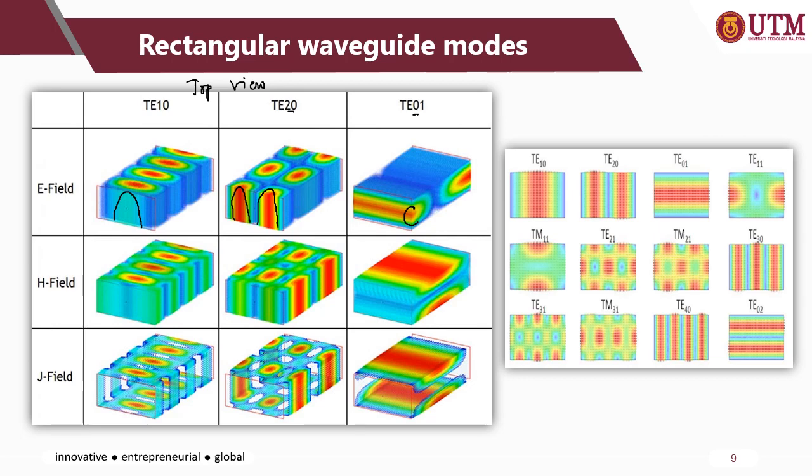Okay, so TE01. The E field, when it's in TE mode, is when the electric field is perpendicular to the broad side, and for the H field you measure the magnetic field across the structure, so it's perpendicular to the broad side of the structure. And on the other side is when you cut it or view it from the front view, or the side view.